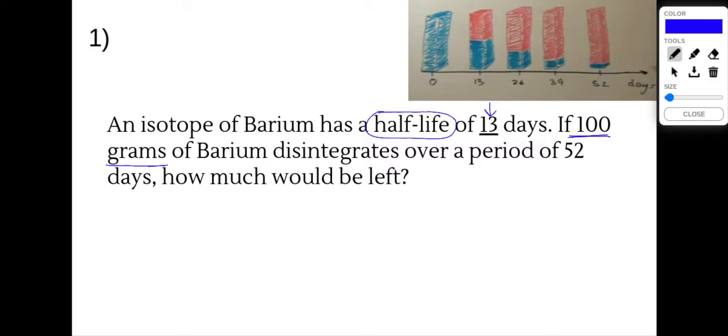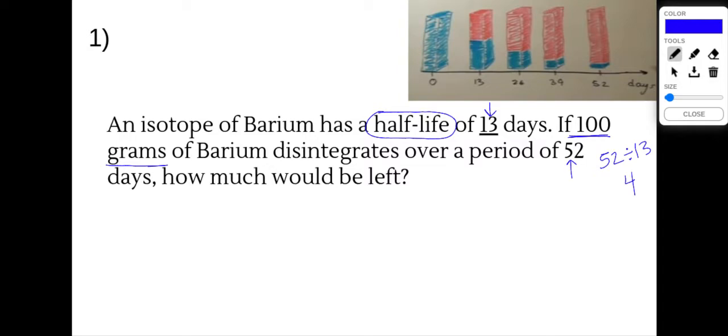Well, we're wondering how much is left after a time period of 52 days. Well, how many half-lives is barium going to have in 52 days? So what I'm asking is, how many 13-day periods are there in 52 days? Well, that's just a simple division. If you take 52 divided by 13, it's 4. So this is 4 half-lives, 4 periods of 13 days in that 52 days.